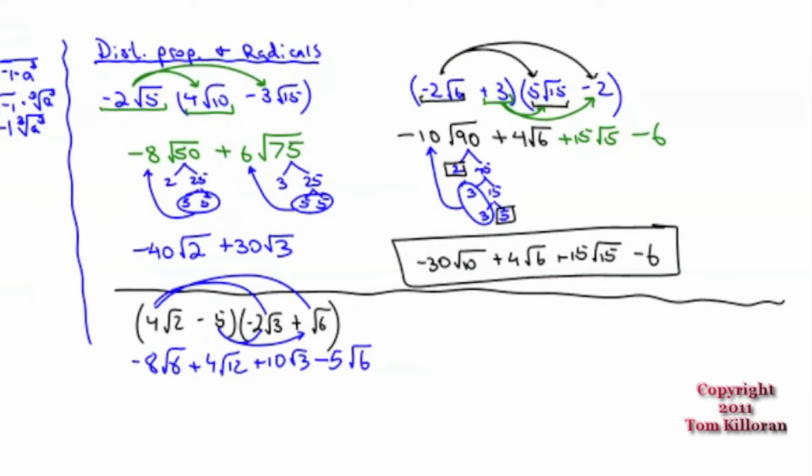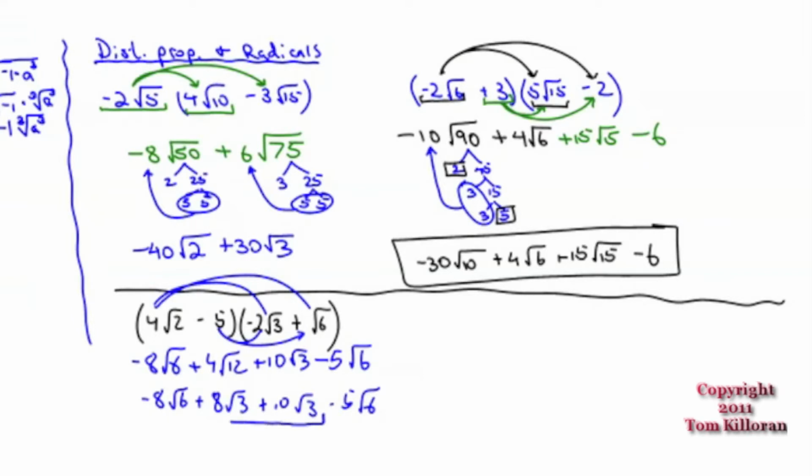Which one breaks down? The square root of 12. You should be able to pull out a 2, and it leaves behind a 3. The 2 is going to run into the 4, so you're going to get negative 8 square roots of 6 plus 8 square roots of 3 plus 10 square roots of 3 minus 5 square roots of 6. Did anybody leave it this way? I hope not. There are like terms here.